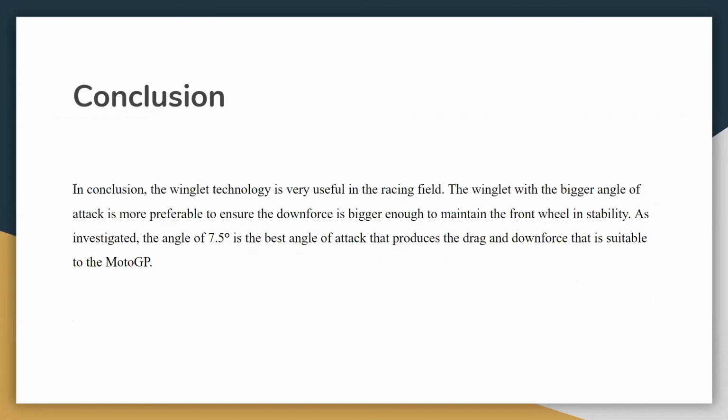So we are at the end of the presentation. The conclusion is that winglet technology is very useful in the racing field. A winglet with a bigger angle of attack is more preferable to ensure the downforce is big enough to maintain front wheel stability. As investigated, the angle of 7.5 degrees is the best angle of attack that produces drag and downforce suitable for MotoGP.